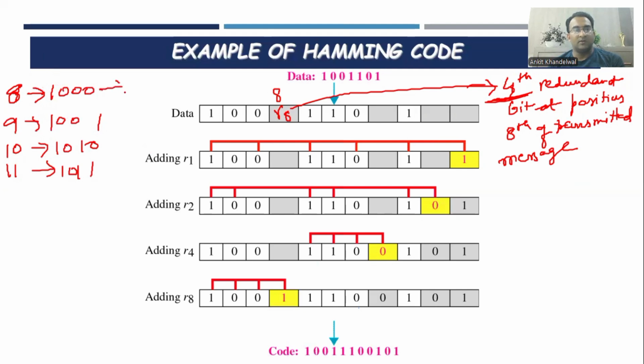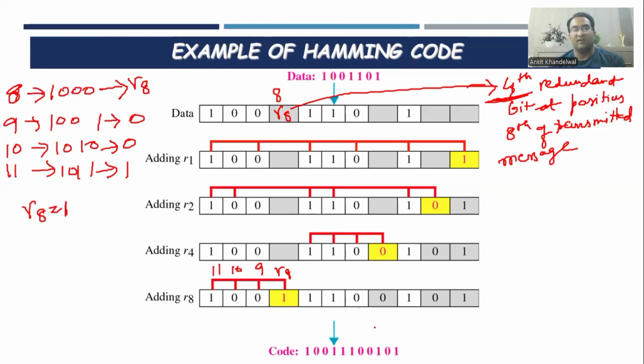But at 8th, what is there? There is R8. At 9th bit, there is the value 0. At 10th, there is a value 0. And at 11th, there is value 1 there. So see here, here we have R8, this is 9th bit, this is 10th, and this is 11th bit. The 9th bit is having value 0, 10th bit is having value 0, and 11th bit is having value 1. So the total number of ones is odd. That's why the value of R8 is 1 there.